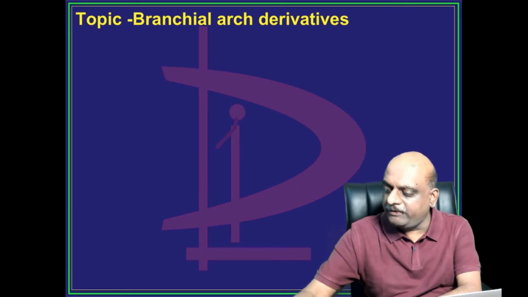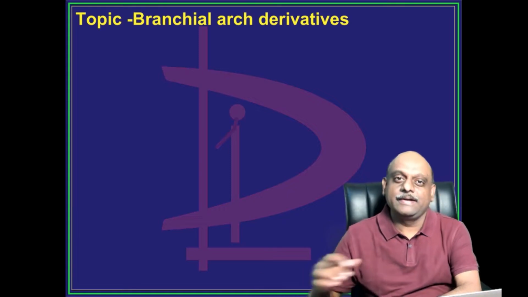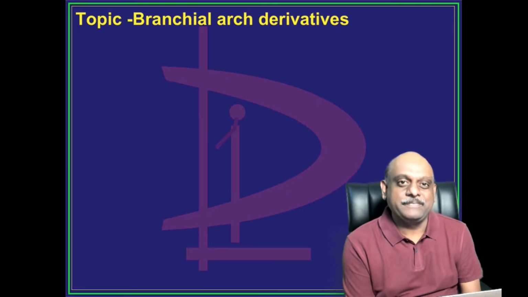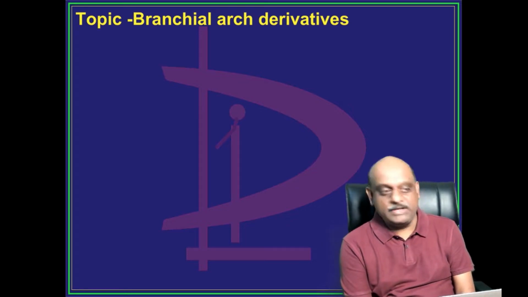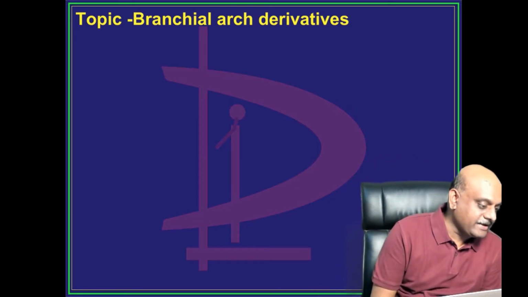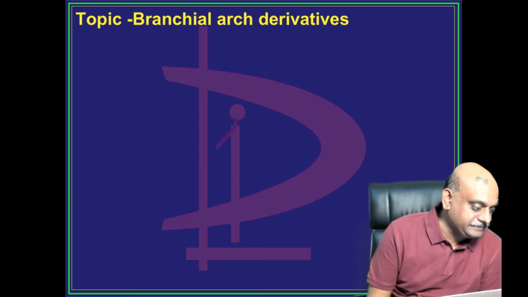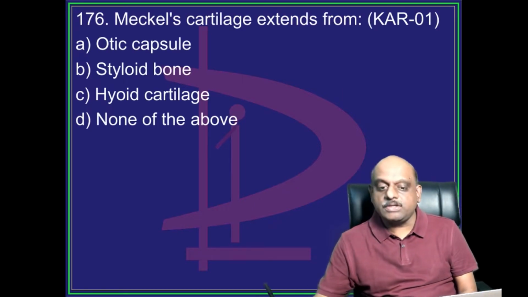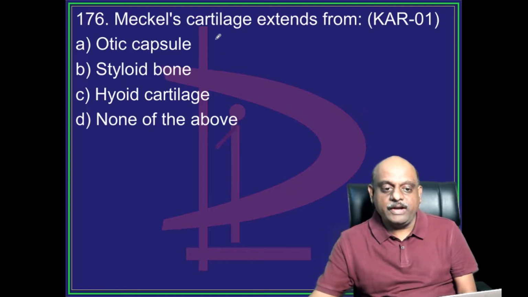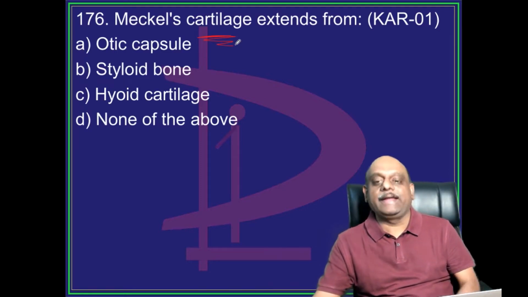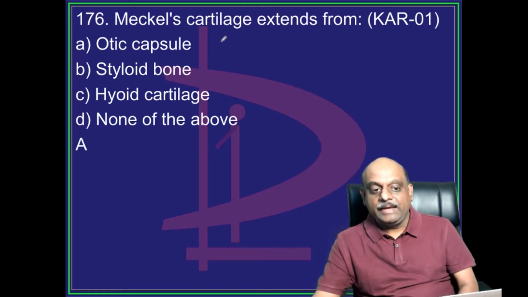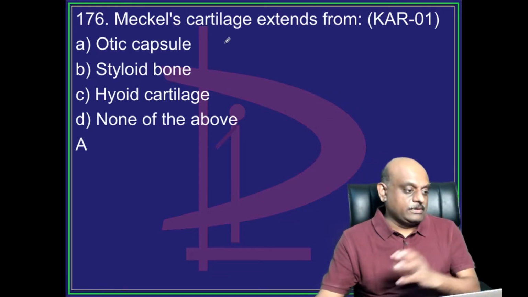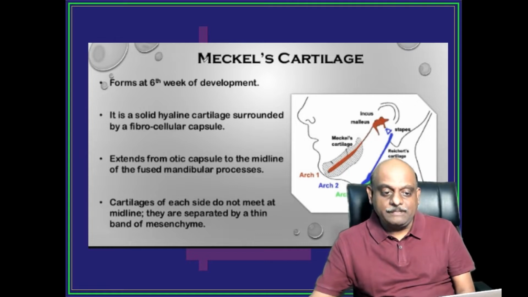Branchial arch derivatives. Whether you go for foreign medical graduate exam or NEET MDS or NEET PG, this is the favorite topic of the examiner. Good. So, Meckel's cartilage. From where to where does the Meckel's cartilage extend? It extends from the otic capsule. That's what you need to remember.